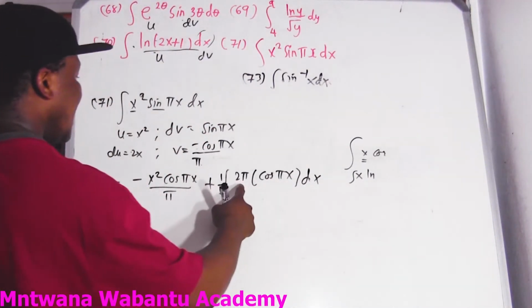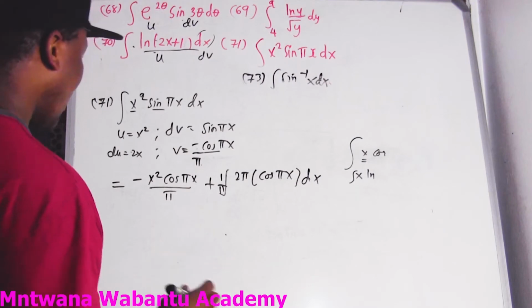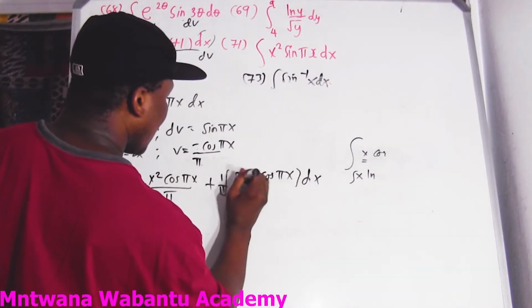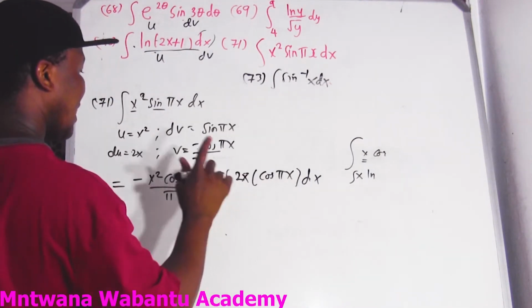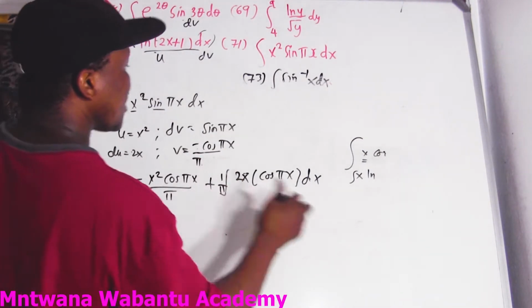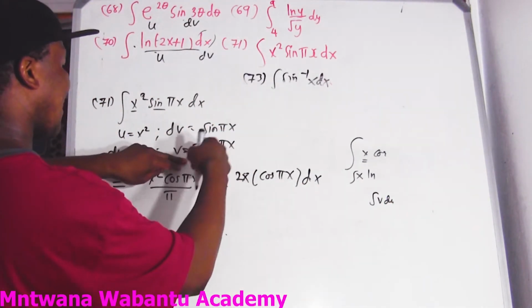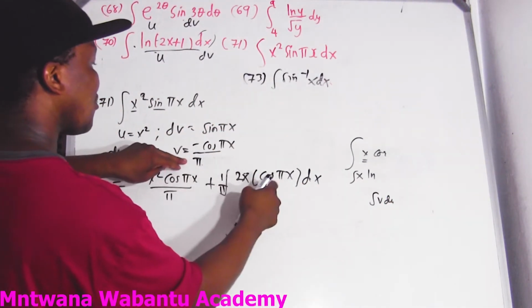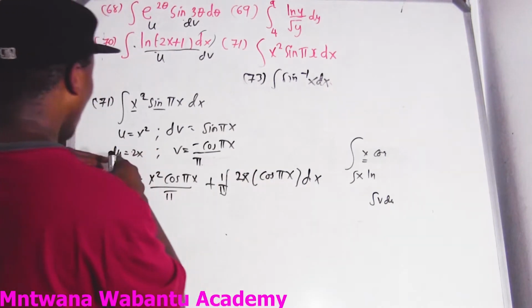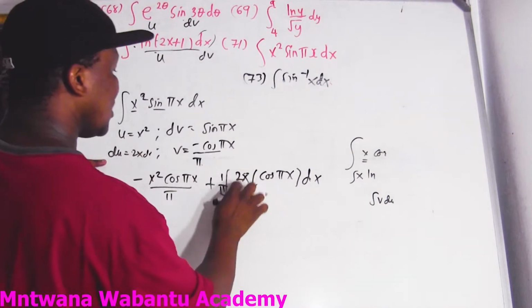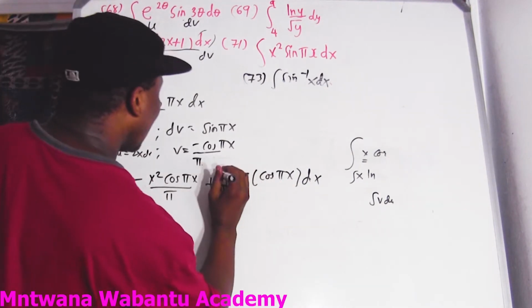Hold on. So du is 2x. Again, integral of v du. What is v? This one here, negative cos pi x over pi. Negative pi, remember. Then times du, which equals 2x dx. But the 2 can go to the back.